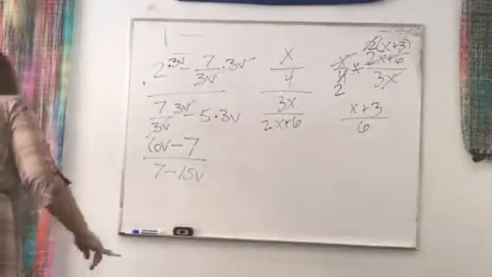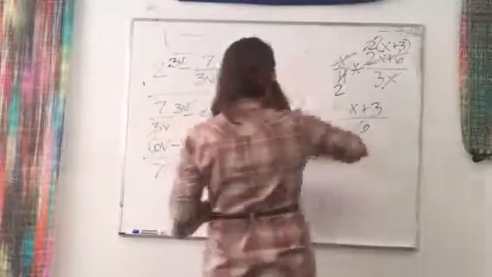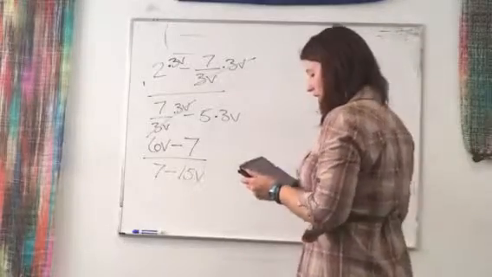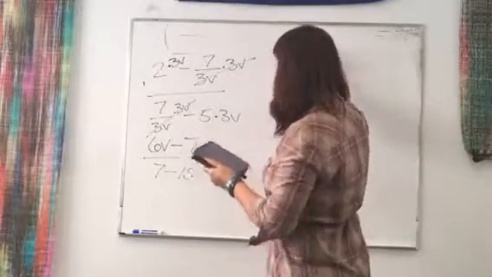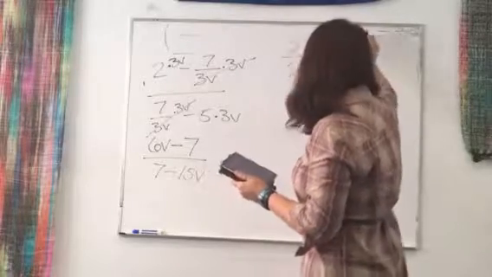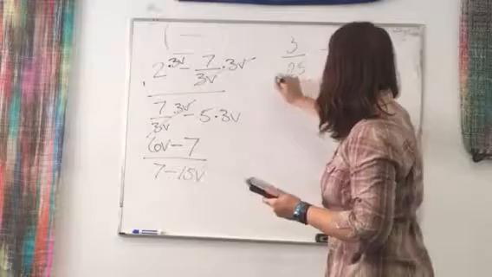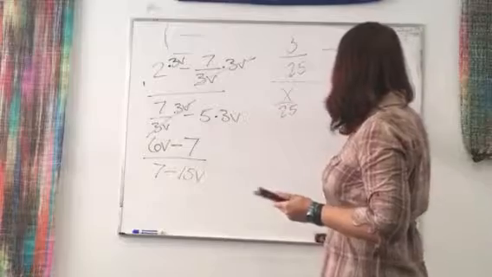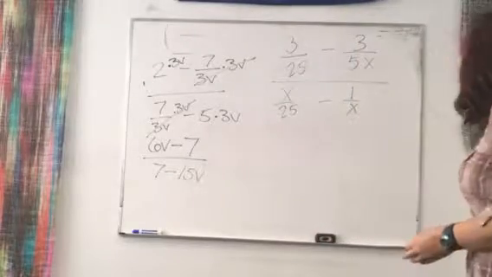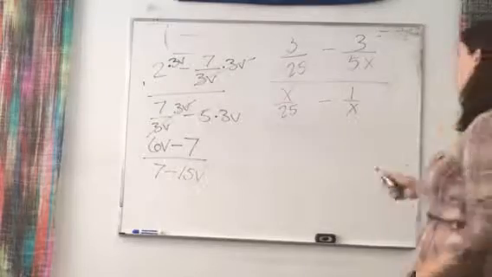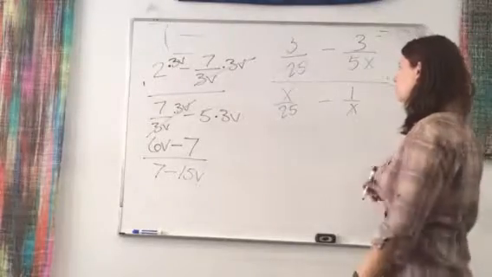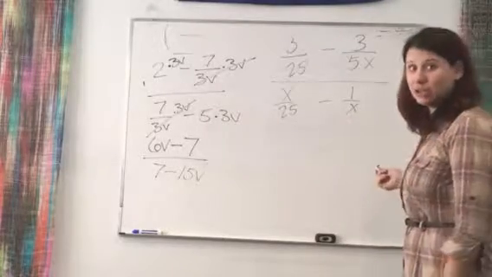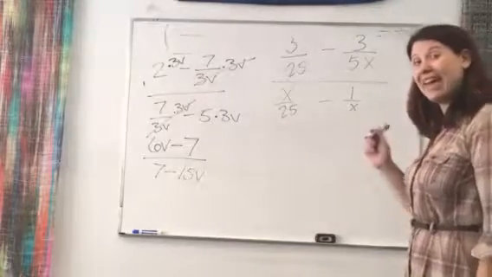So then next is if we kind of take it one step further and have different denominators with variables. So that would look something like 3 over 25 minus 3 over 5x, all divided by x over 25 minus 1 over x. So again, look at your denominators. We have 25, 5x, and x. Well, the LCD of 25 and 5 is just 25. However, we have the x on there, so our LCD is 25x.